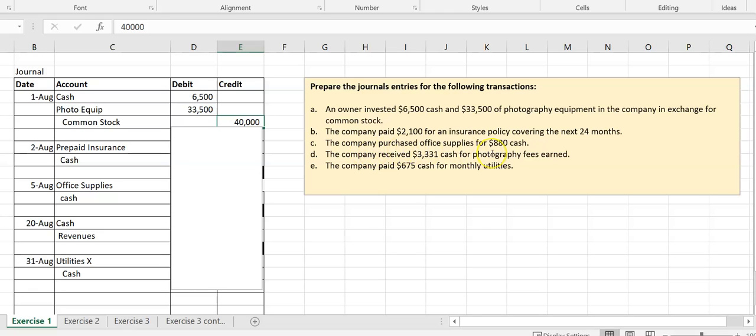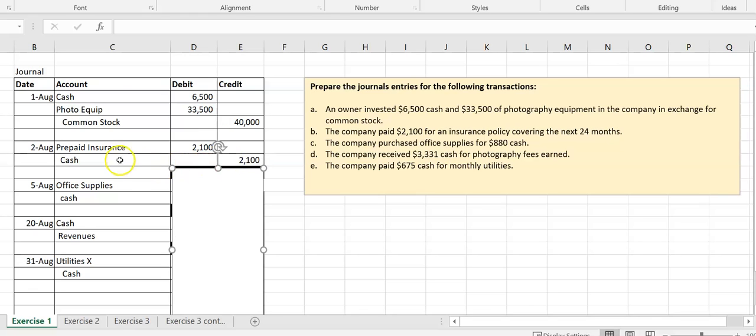So then they paid for an insurance policy over 24 months, which means they're not going to use it all right away. So what you're going to do is create a new asset called prepaid insurance, and that's for $2,100. You paid cash for it, so you're decreasing that cash or making it lower, so you're going to credit it. Now you're in balance.